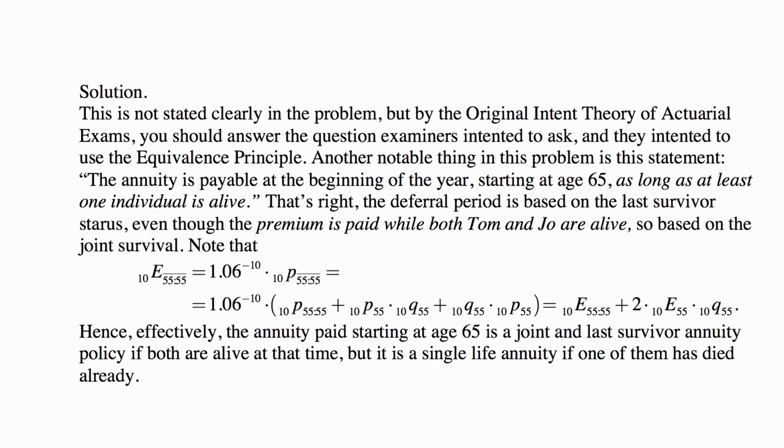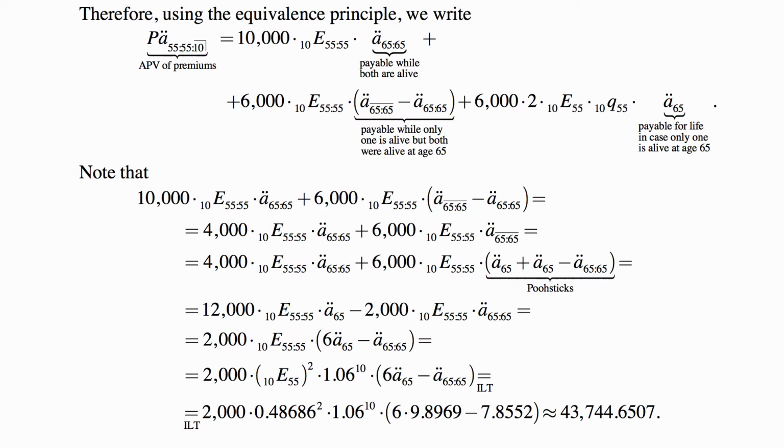So effectively, the annuity paid starting at age 65 is a joint and last survivor annuity policy if both are alive at that time, but it is a single life annuity if one of them has died already. So using the equivalence principle, we write the premium, which is paid as long as both are alive for the first 10 years, as an annuity due.